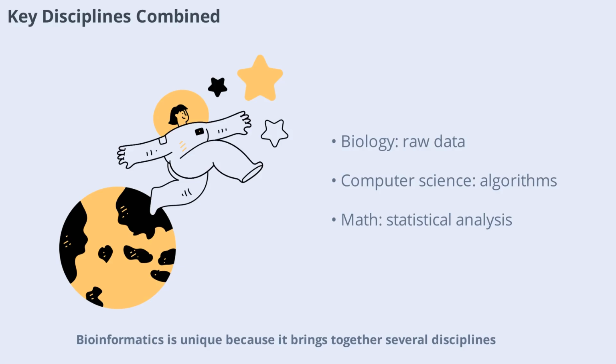Bioinformatics is unique because it brings together several disciplines. Biology provides the questions and raw data, such as DNA sequences or protein structures. Computer science offers the algorithms and software needed to process and analyze this data. Mathematics and statistics help make sense of the results, ensuring that findings are robust and meaningful. This multidisciplinary approach allows bioinformatics to tackle complex biological problems that would be impossible to solve with traditional methods alone.